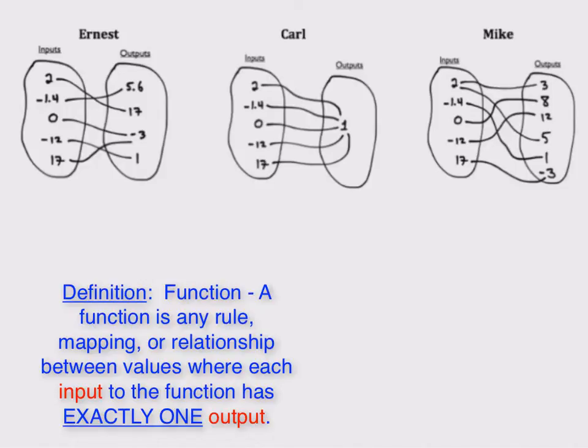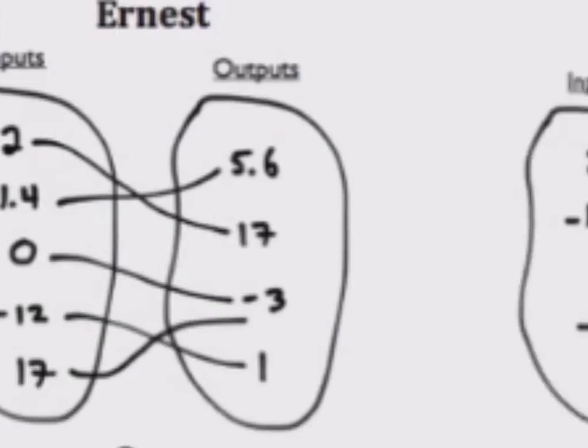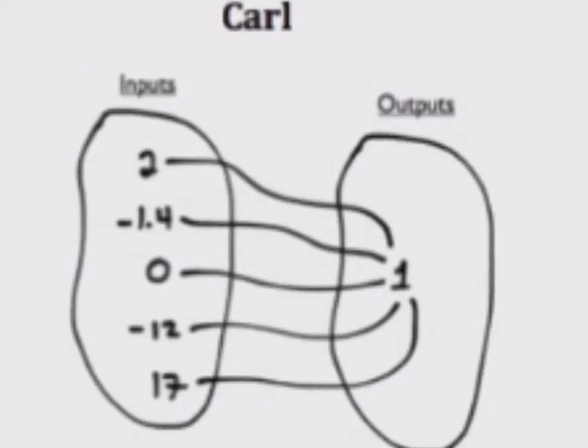So let's start with Ernest. Ernest, looking good. Every single input has exactly one arrow going to exactly one output. Ernest is a function. Alright, now let's concentrate on Carl. Again, Carl's a very interesting looking relation. All of the inputs go to one output, namely 1. But we see that every input has exactly one arrow coming from it. Therefore, Carl is a function.